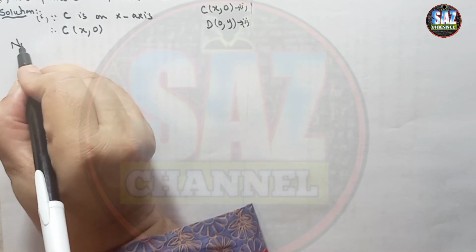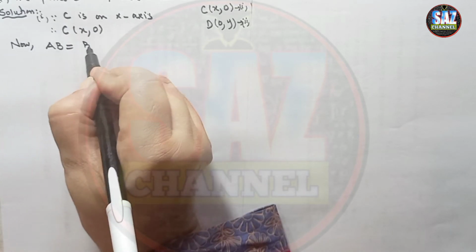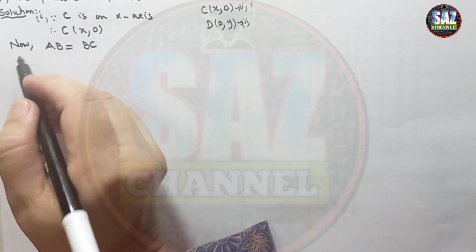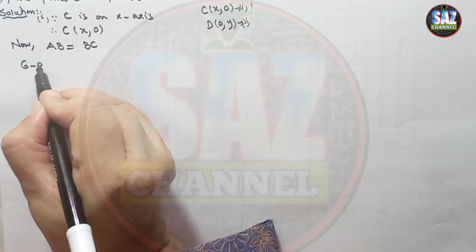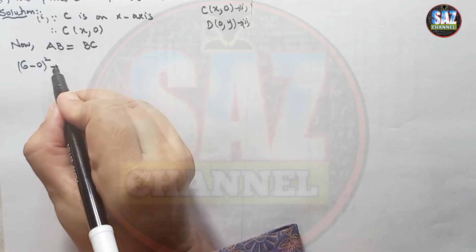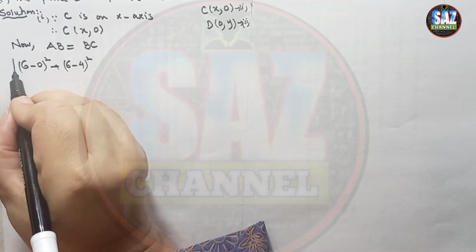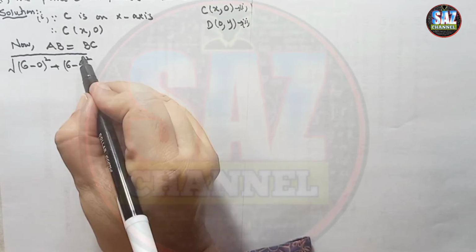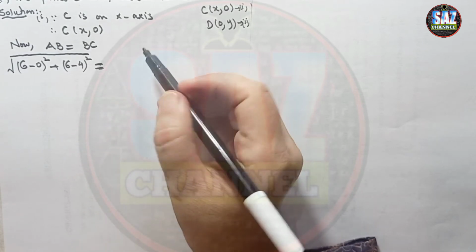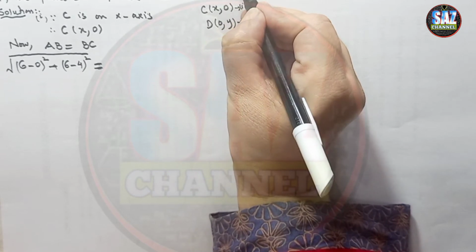Now, as it is given that the AB distance equals the BC distance, so the AB distance is the square root of x2 minus x1, which is 6 minus 0 whole square, plus y2 minus y1, 6 minus 4 whole square. Okay, and then I have to take the square root of this. I have to extend this symbol, equals BC. Okay, and let me write the coordinates of C as well here, (x, 0).